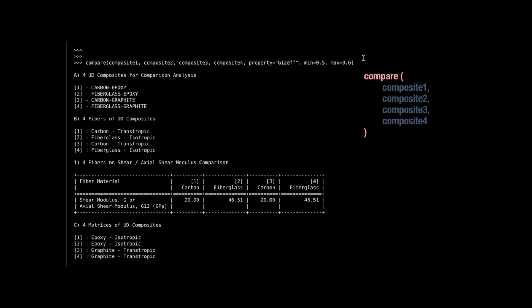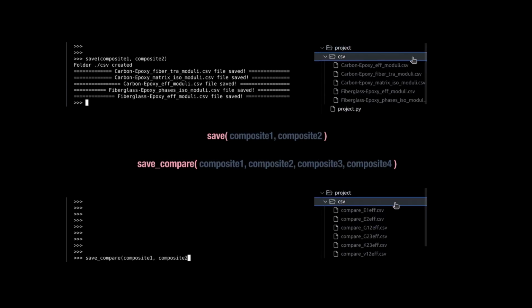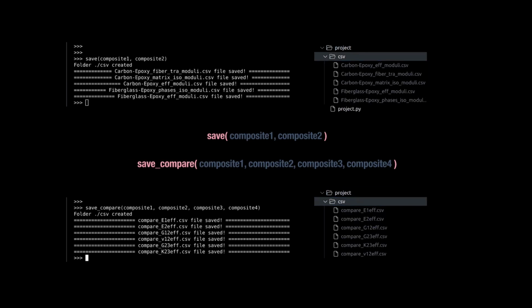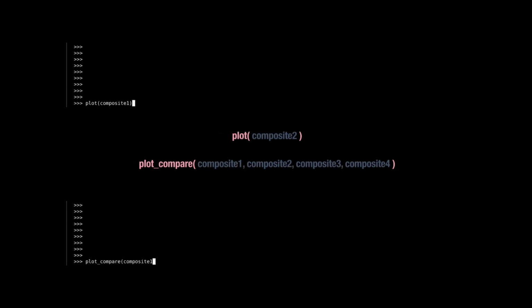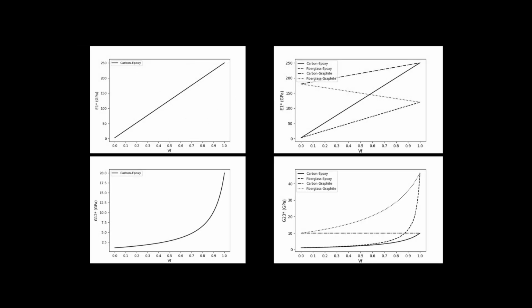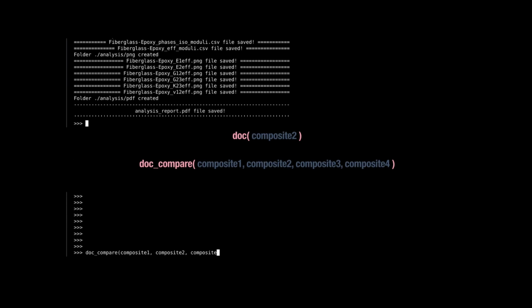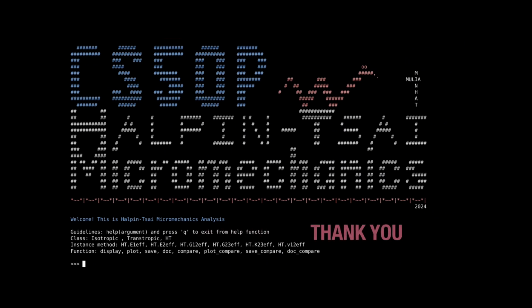If you feel that your analysis is worth further investigation, you can save your data with the save function or save compare function. We could also use the plot and block compare functions to plot effective moduli versus fiber volume fractions for trend analysis. And finally, we have our doc and doc compare functions to respectively document our micromechanics and micromechanics comparison analysis, and that will make our life easier. And this was my CS50P final project.